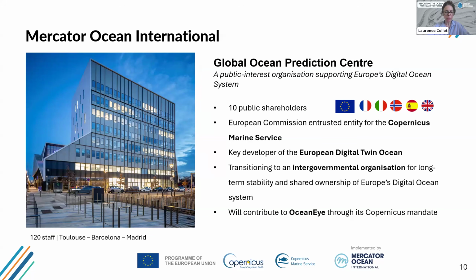So just in a few words, we are 120 people. We are based in Toulouse, but we also have offices in Barcelona and Madrid. We are really anchored in Europe, but we're also open to the world with strategic partnerships at international level in North America, South America, Australia, Africa as well, and India.